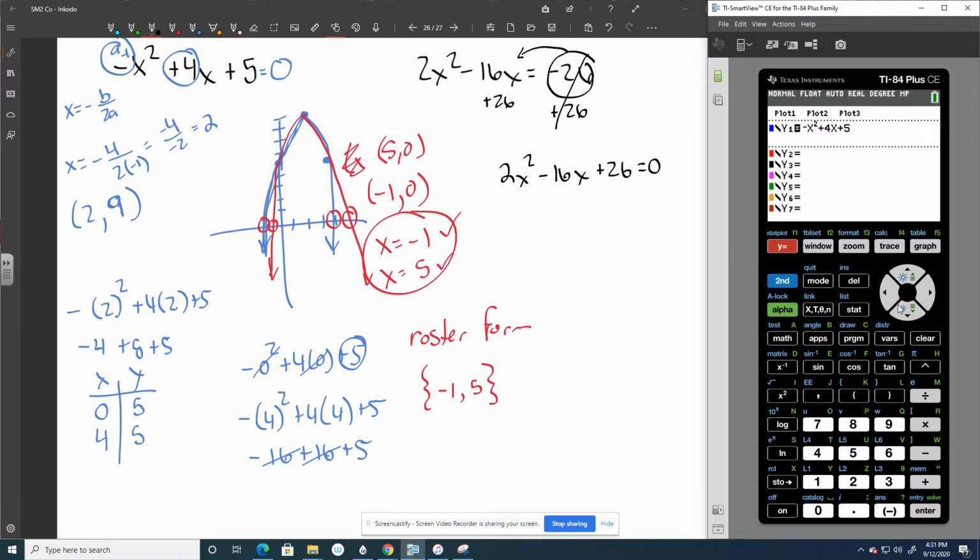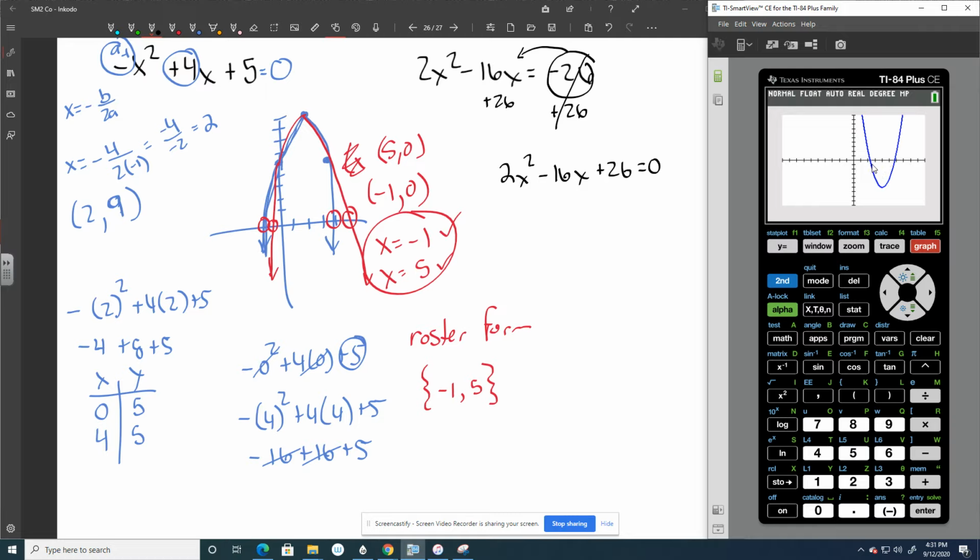So I go up to y equals, and I'm going to put 2x squared minus 16x plus 26, and I'm going to hit graph. And it draws the picture for me right there. I wish my calculator was as fast as the computer does it. So when I look at my picture, I'm looking for where I cross the x-axis. Remember, those are my answers I'm looking for.